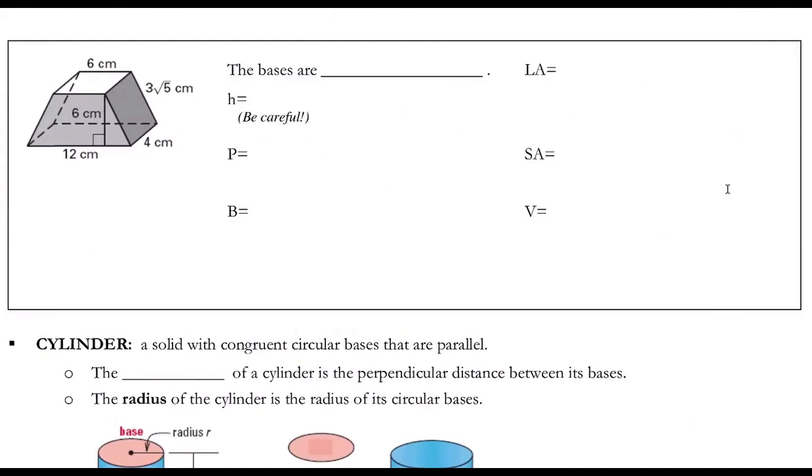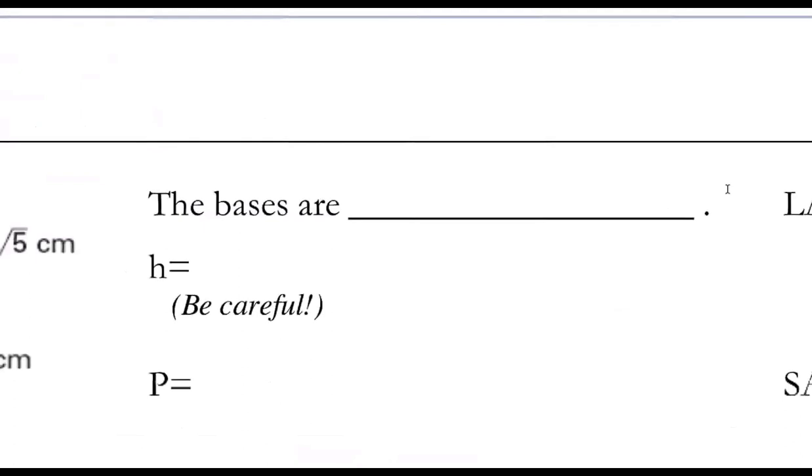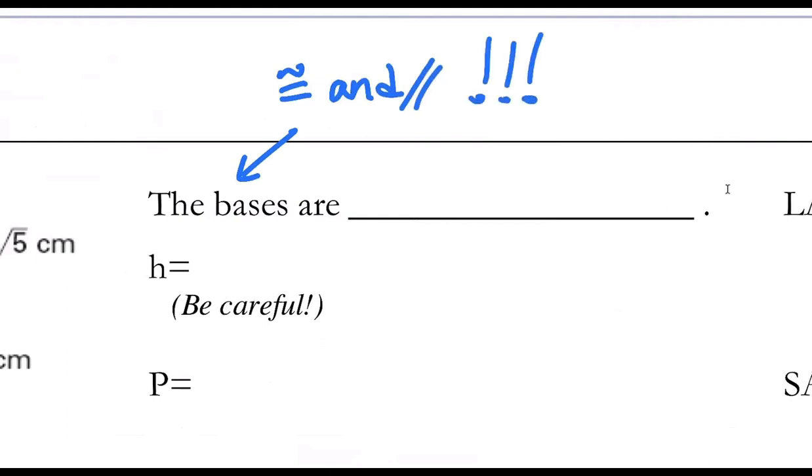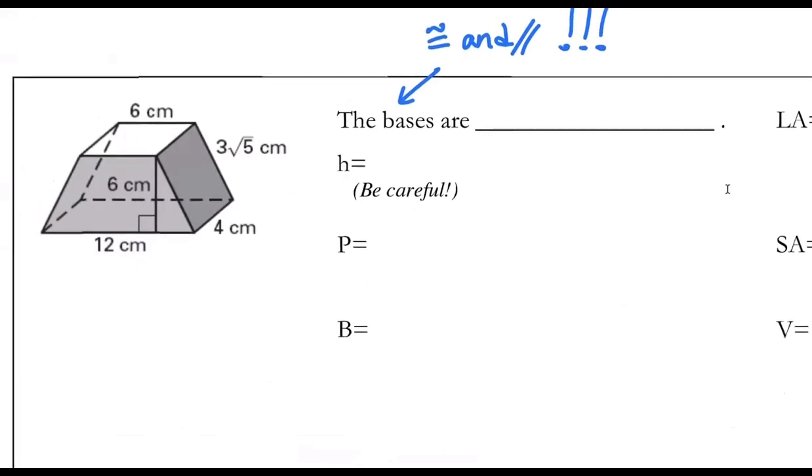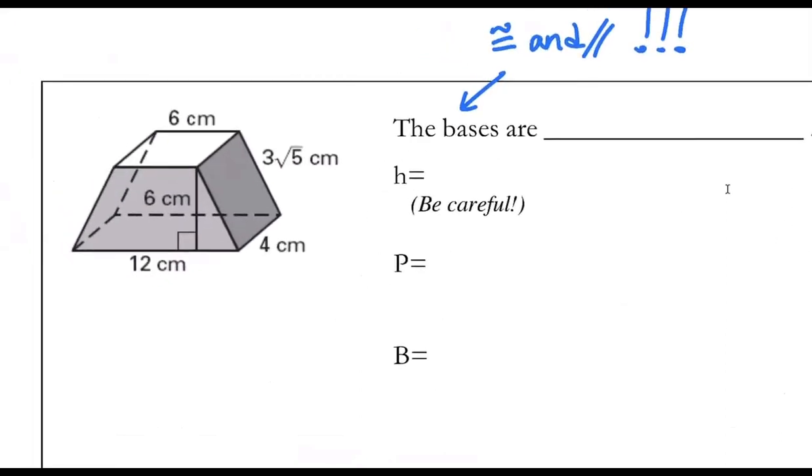The next prism, what are the bases? Okay, so again, remember, bases have to be congruent and parallel. So that means that this one is also not sitting on its bases. The bases are the trapezoids.